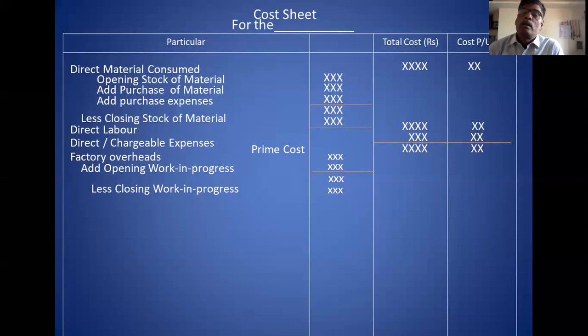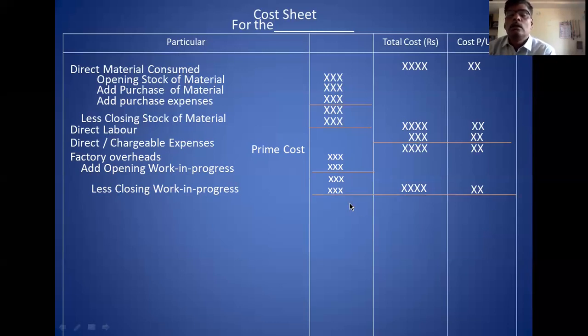Add opening work in progress and less closing work in progress. Then take the total, whatever total comes, this is called factory overhead. This is called by 6 names. What are those 6 names? Factory overhead, works overhead, production overhead, or factory on cost, work on cost, production on cost. And divide by number of units produced, you will get the cost per unit.